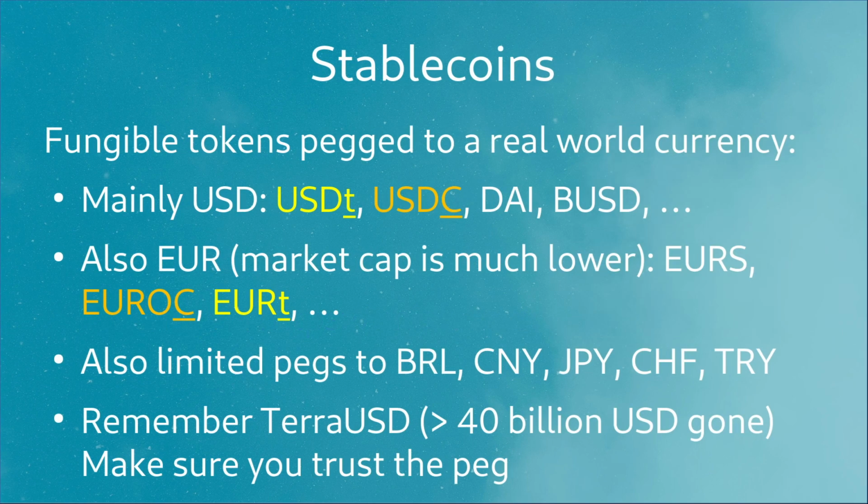The special kind of fungible tokens are stablecoins. These are tokens that are pegged to a real-world currency. The most popular or most used stablecoins are pegged to the dollar. The three biggest are USDT, USDC, and DAI. And you also have some stablecoins pegged to the euro, like Stasis Euro, EURC, and EURT.